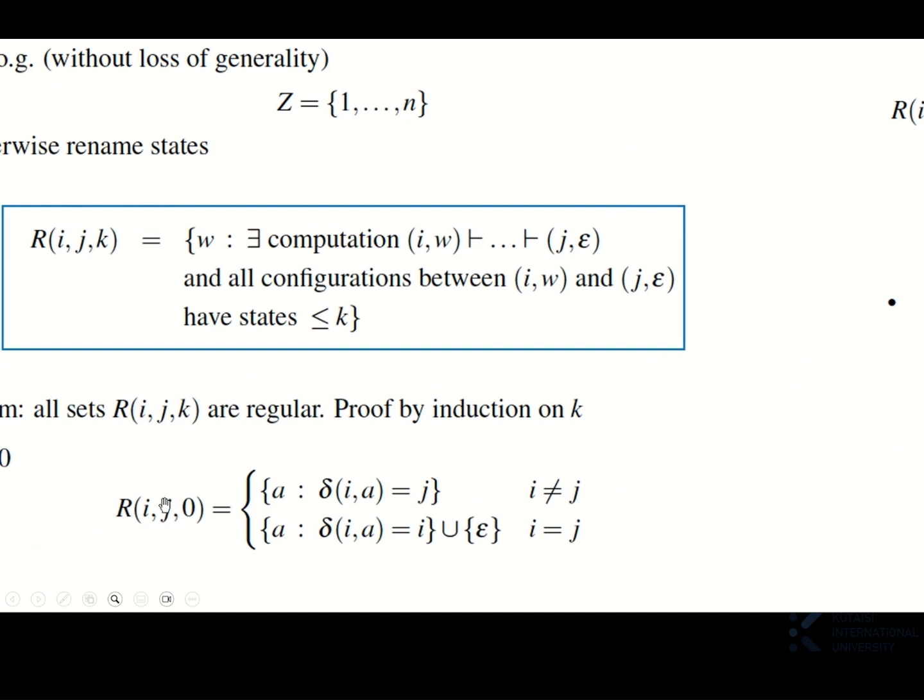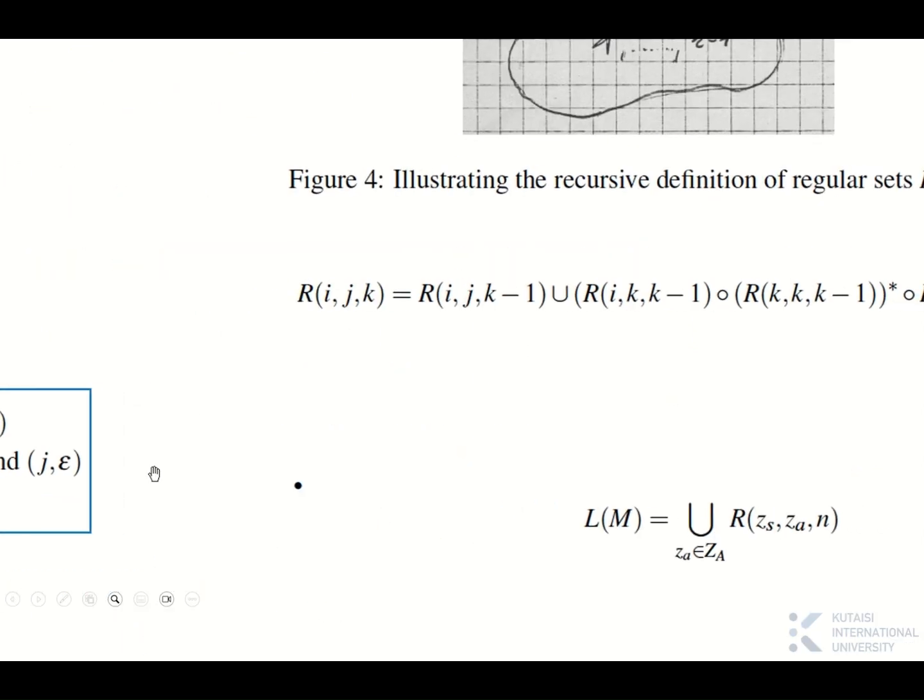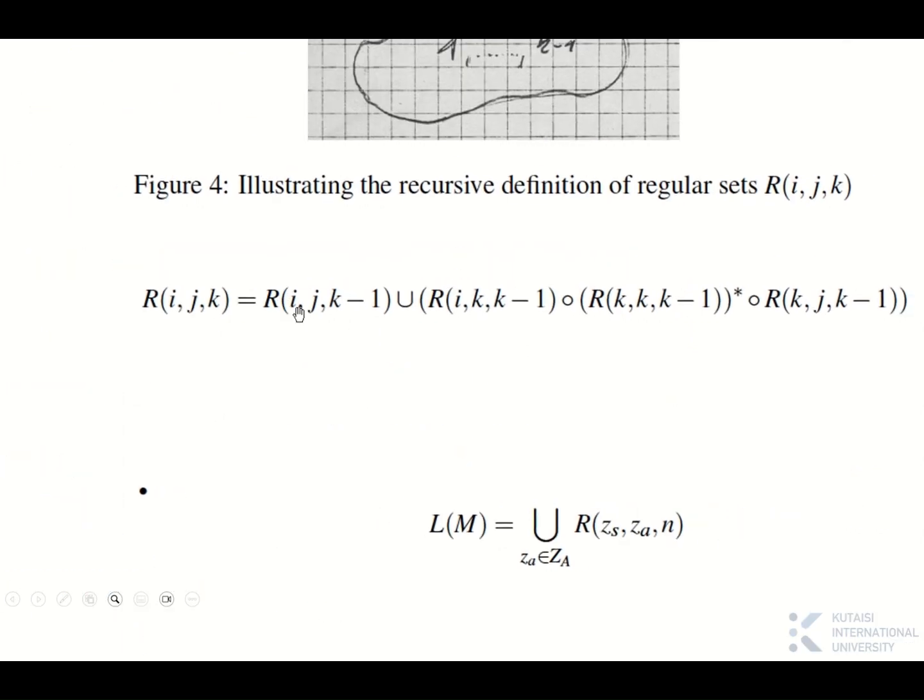Look, this is just a set of words. Rij0 is actually a language, a set of strings. I know that Rij0 is always regular because it's just single letters and the empty string. Now I'm assuming by induction that Rij k minus 1 is always regular no matter what I write for i, j, and k minus 1.